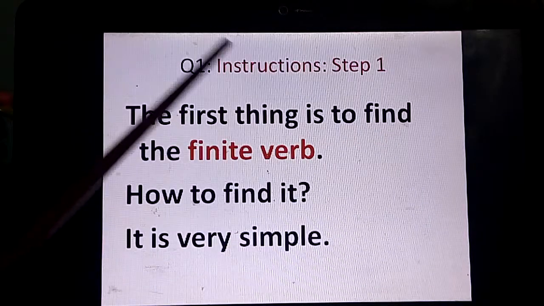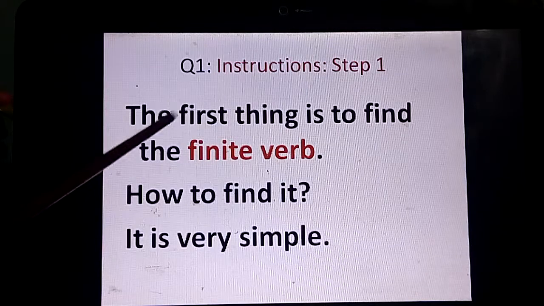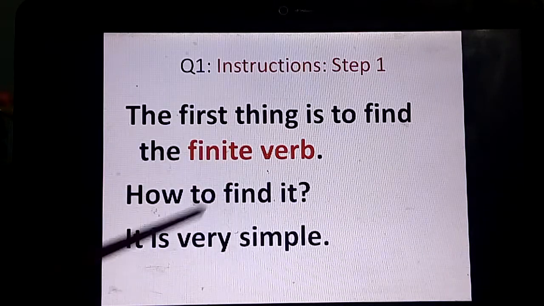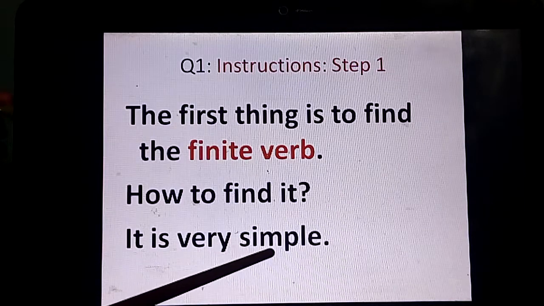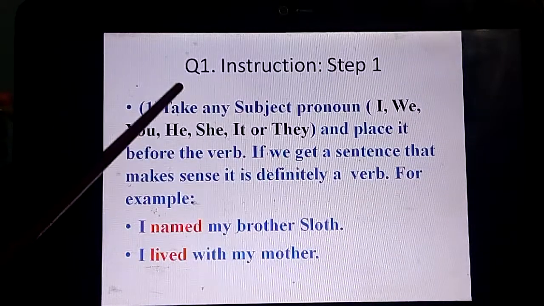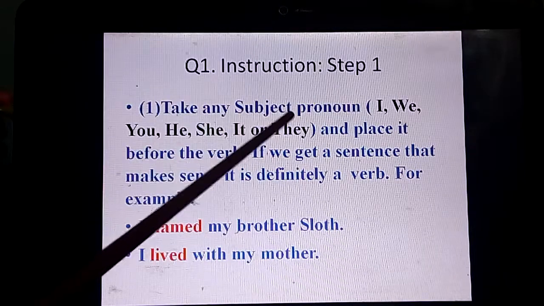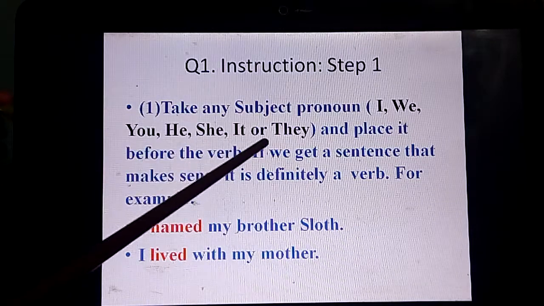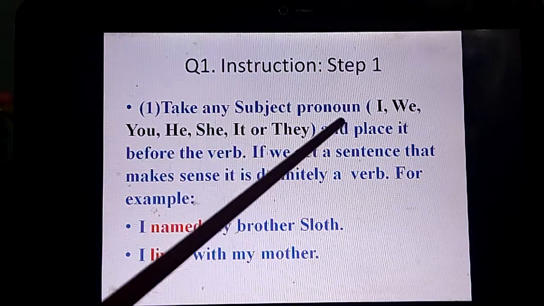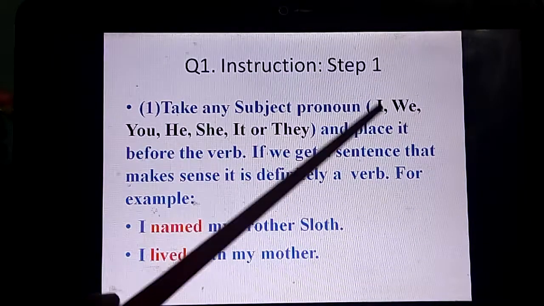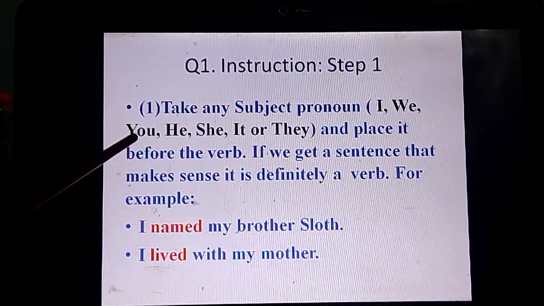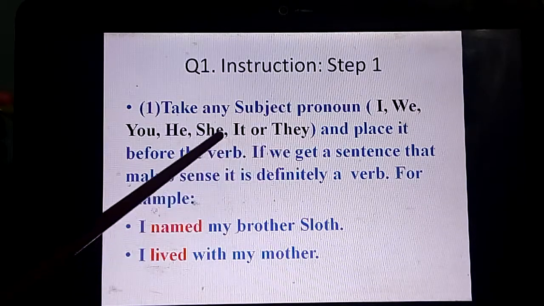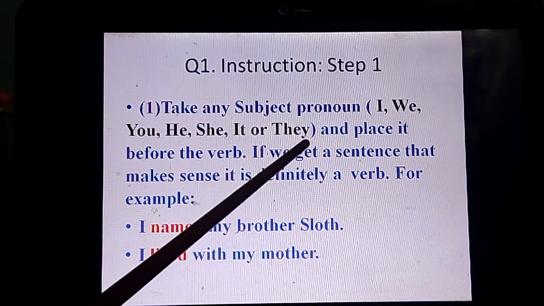So for this there are certain instructions. So step 1 is, the first thing is to find a finite verb. How to find it? It is very simple, guys. Take any subject pronoun. It can be I, we, you, he, she, it, or they, singular or plural. For example, I is singular, we is plural, you is singular and plural, he, she, it are singular third person pronouns, and they is plural third person pronoun.